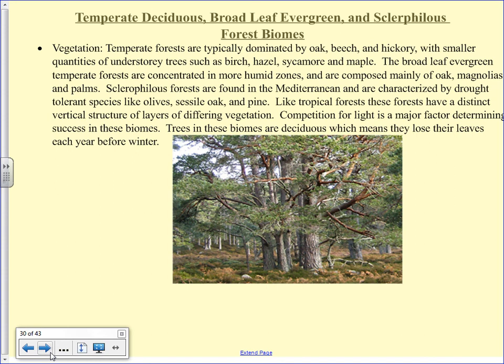Okay, vegetation, again, you've got oak, beech, hickory, birch, hazel, sycamore, maple. Maple's a big one, obviously, up here. In the Mediterranean, you'll get more drought-tolerant stuff like olive, sessile oak, and pine. But again, this is more of a Mediterranean-looking kind of forest, as opposed to ours, which we know what they look like.